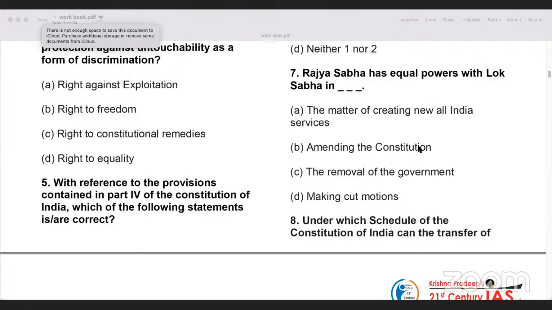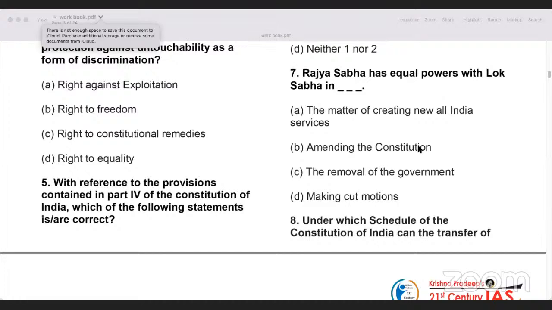Now, if you look at the removal of the government, only Lok Sabha has the special powers. Where there is a provision for censuring the government, meaning finding fault with the government to remove it, only Lok Sabha enjoys the special power, not the Rajya Sabha. A cut motion in the budget, a proposal to cut down the budgetary proposal, is a cut motion. So even proposing the cut motion is a power of the Lok Sabha.